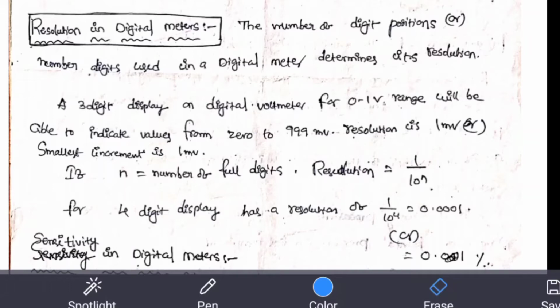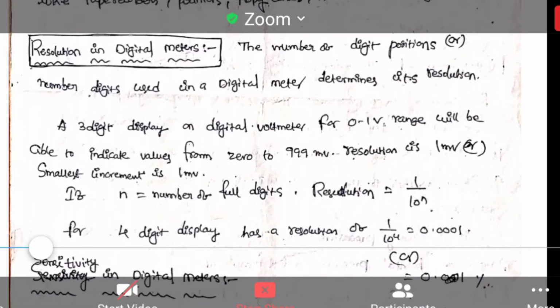If n number of digits are there, then the resolution is given by 1 by 10 power n. For a 4-digit display, 1 by 10 power 4 is 0.0001, that is 0.01% is the resolution. The sensitivity is also more in case of digital meters.